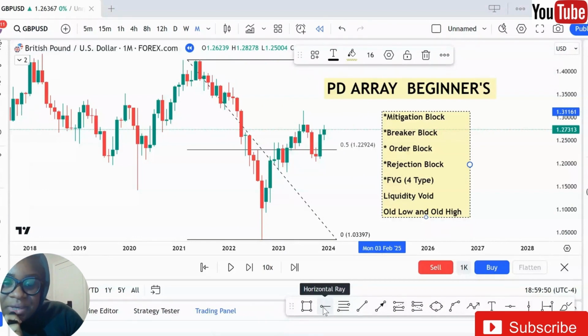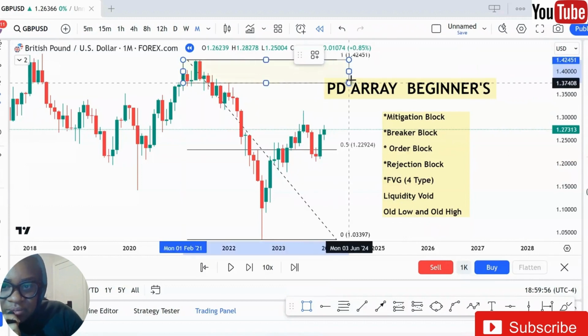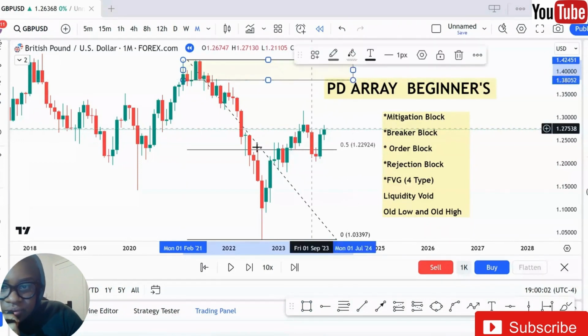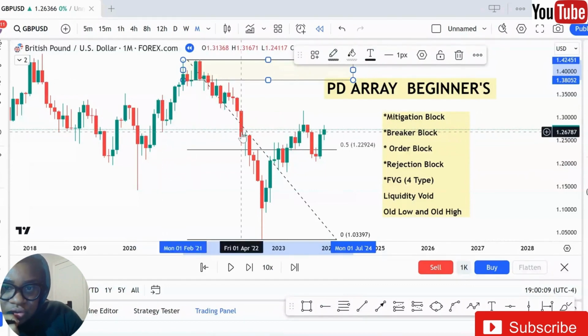Example, we start picking all the zone area that we expect markets to come to and make a form of reaction. We have an order block, right? We have an order block here. So I want to mark it well. We have a swing low here, there's a swing low here. So market shifted structure here.